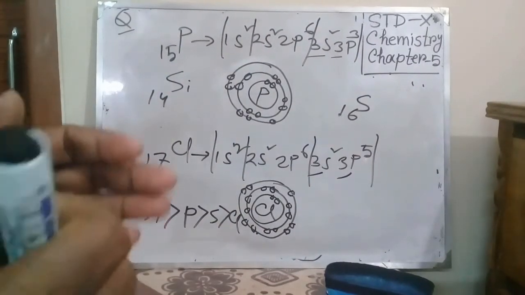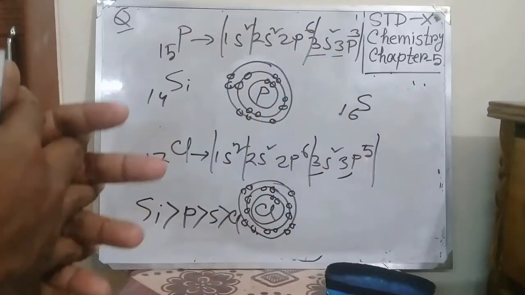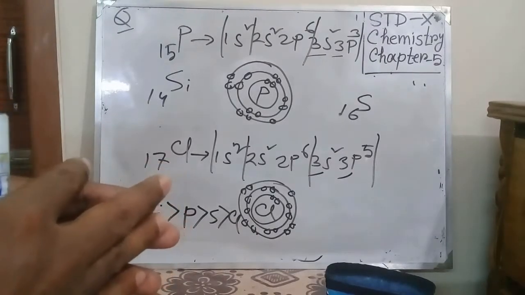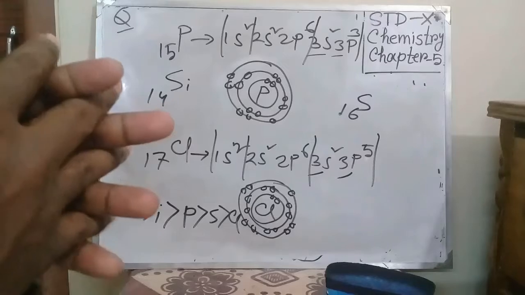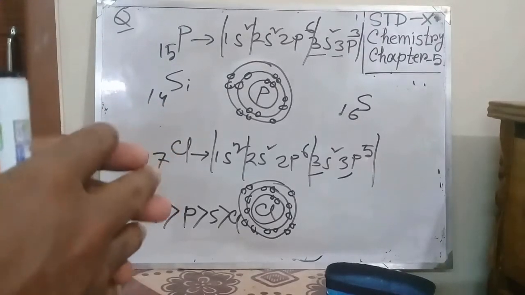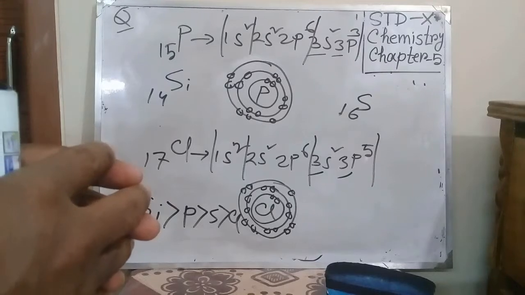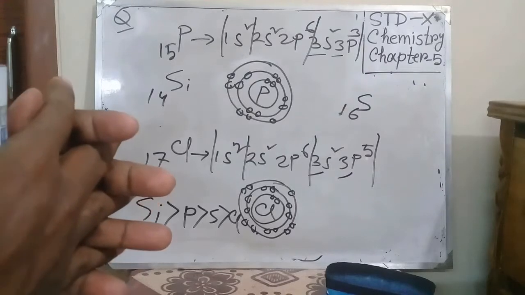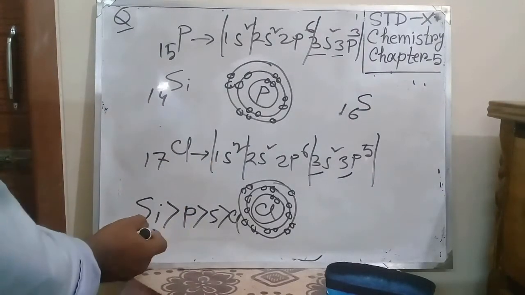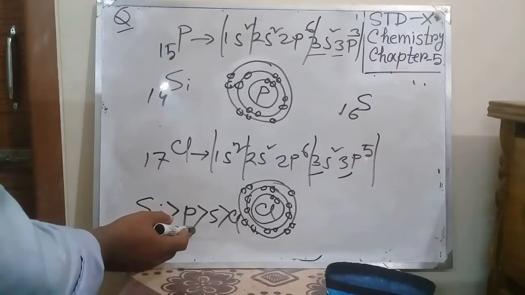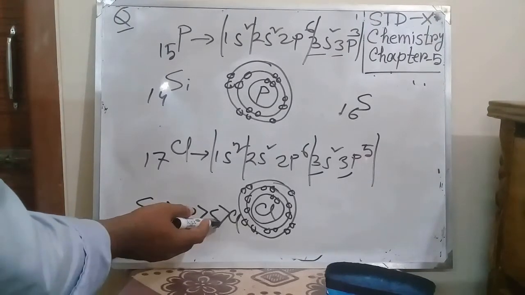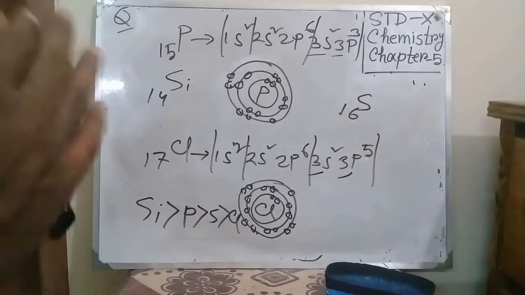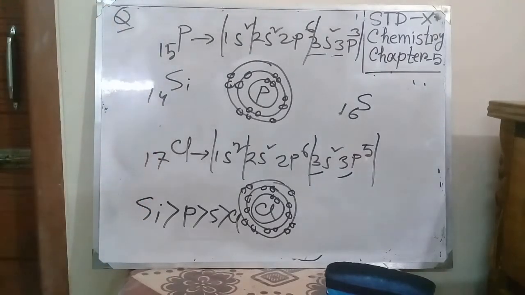So in short, if we go from left to right across a period in the periodic table, the atomic size or atomic radius will decrease, because the number of shells is the same, but the number of electrons is increasing. As a result, the electrostatic force will increase, so the distance will decrease. So this is the series. The size of a silicon atom is greater than phosphorus, the atomic radius of phosphorus is greater than sulfur, and the atomic radius of sulfur is greater than chlorine. So this is the answer to the first question.